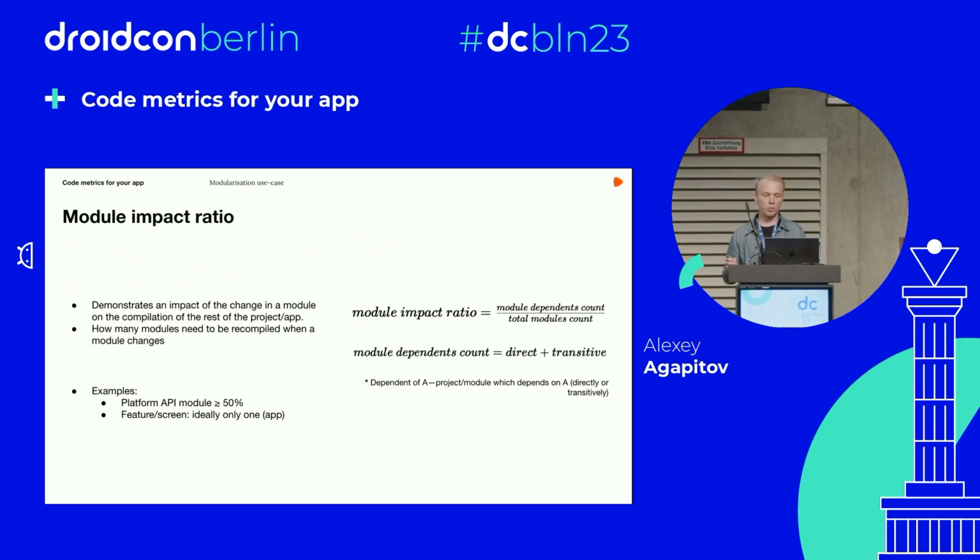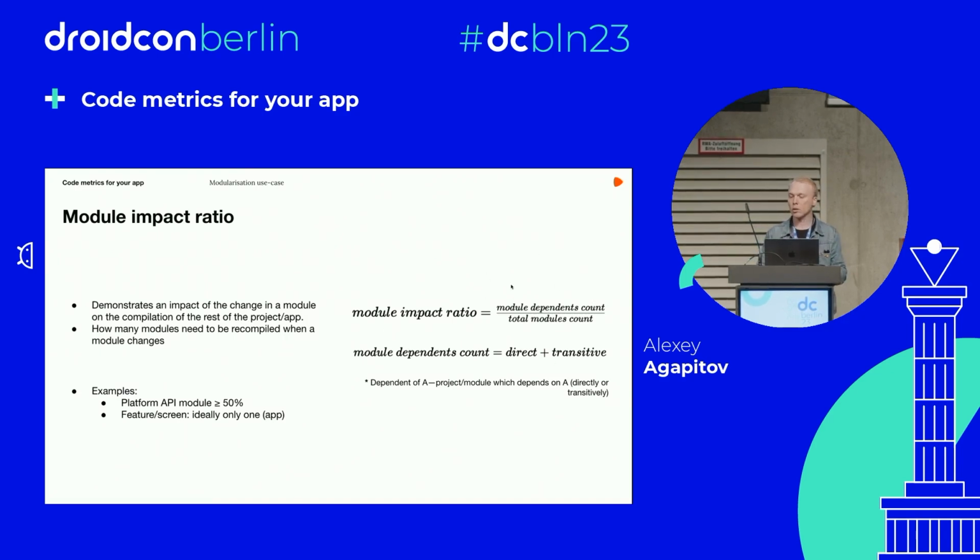We called it the module impact ratio. So the module impact ratio actually defines how many modules will have to be recompiled if I changed my module. So you can think of it as a stability of your dependency tree. So if something changes in the tree, how many of the branches, how many of the leaves would have to be recompiled because of this change? And you can calculate it as following.